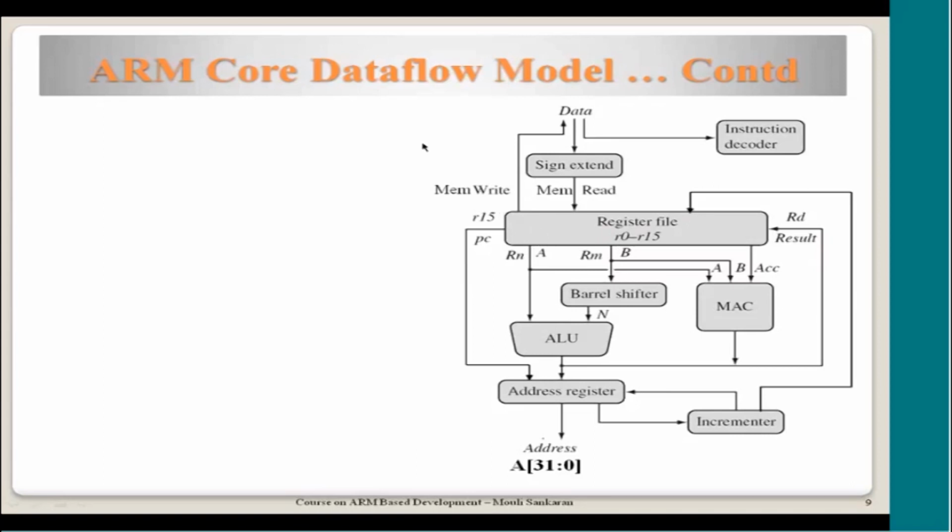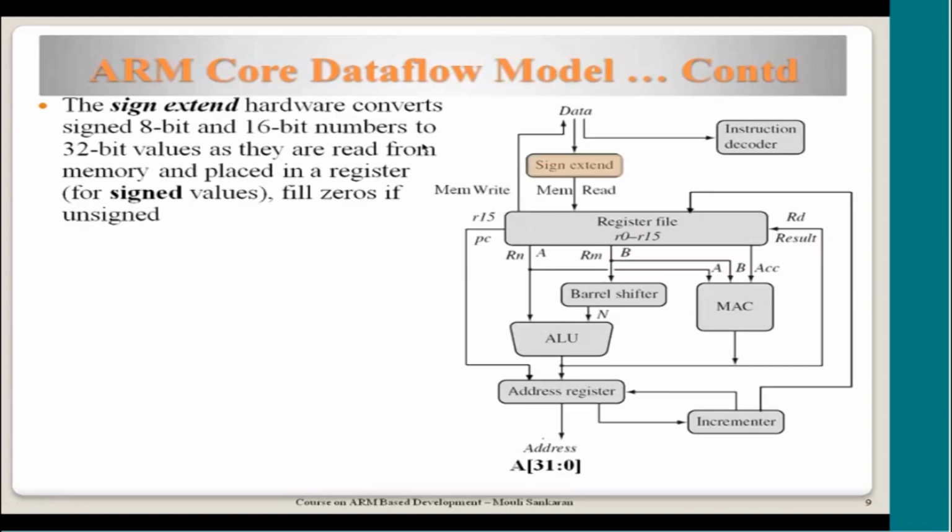Let us go through one by one to summarize what I said. If from the memory we are reading an 8-bit or 16-bit number, it needs to be extended to 32 bits based on sign, whether it is a signed or unsigned value. If it is signed, it will extend the MSB into all the high-end bits, or it will fill them with zeros while extending the number of bits.